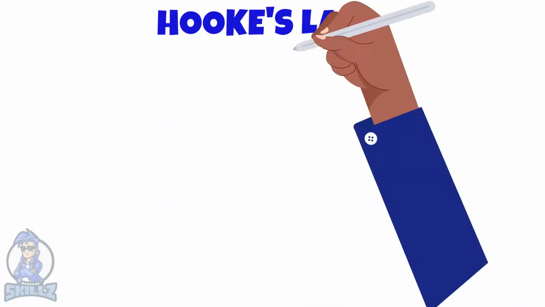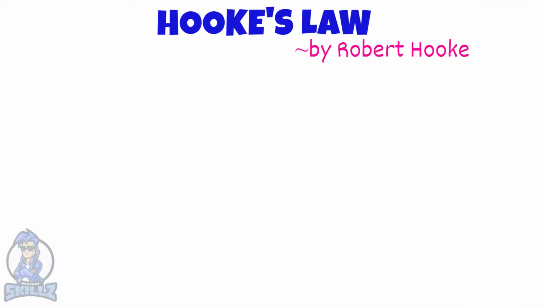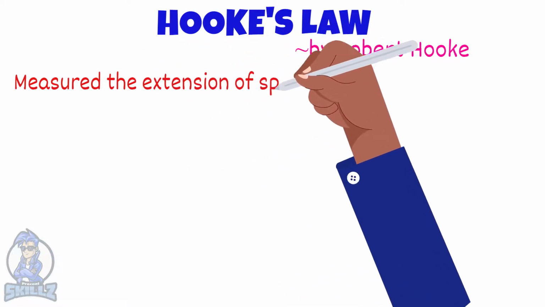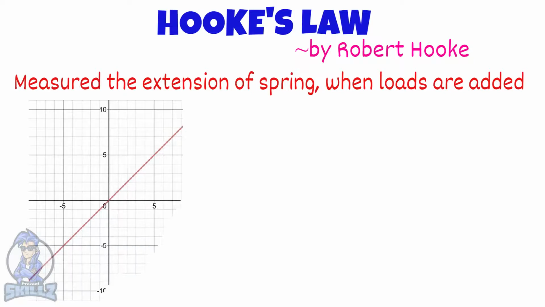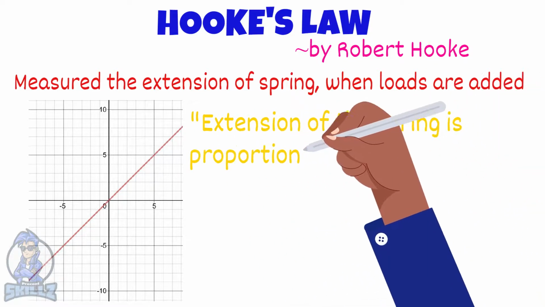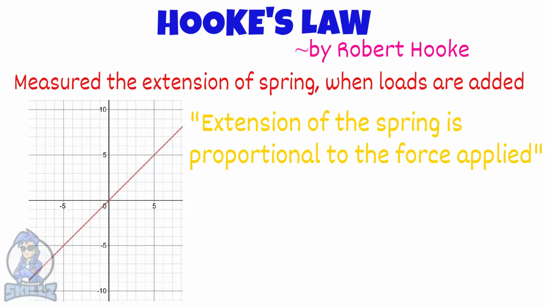Robert Hooke was a scientist who discovered an important property of springs. Hooke measured the extension in length produced by different load forces on springs. When he plotted his results on a graph, it was a straight line passing through the origin. What we gather from this is that the extension of the spring is proportional to the force applied. We call this relationship Hooke's law.